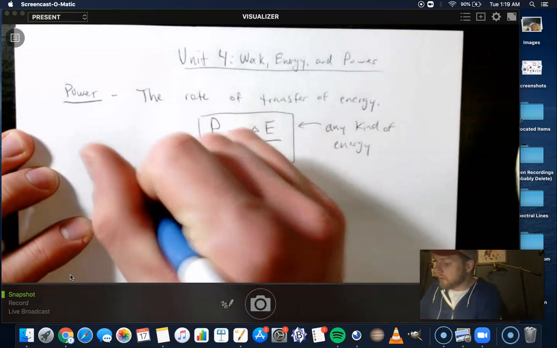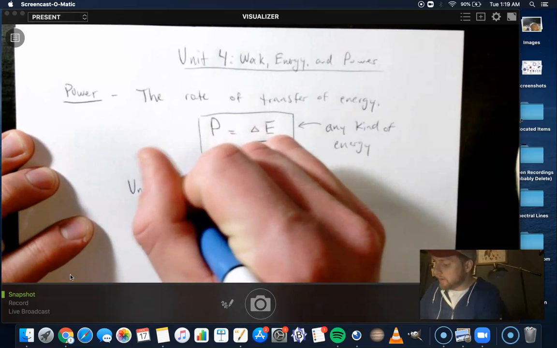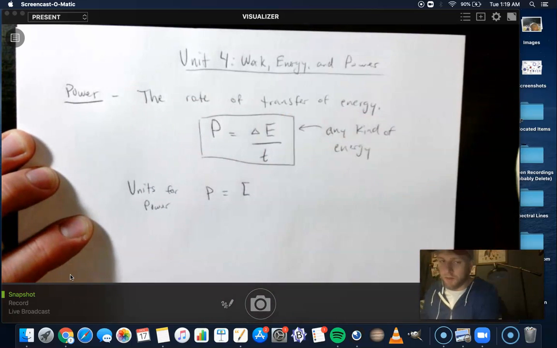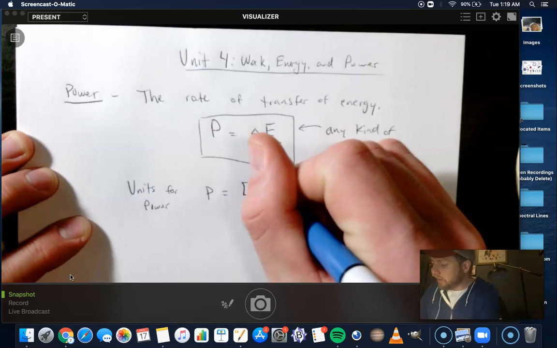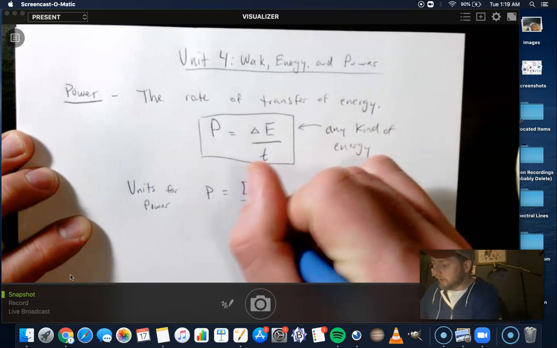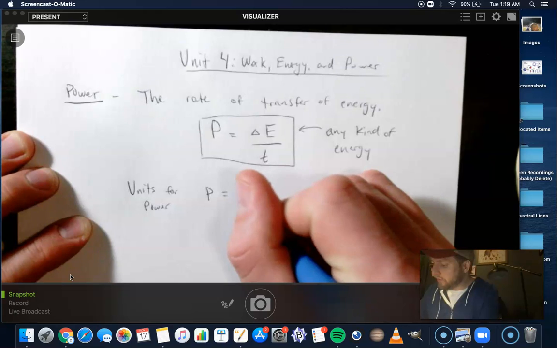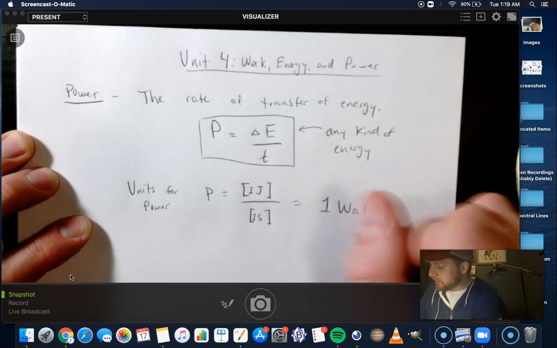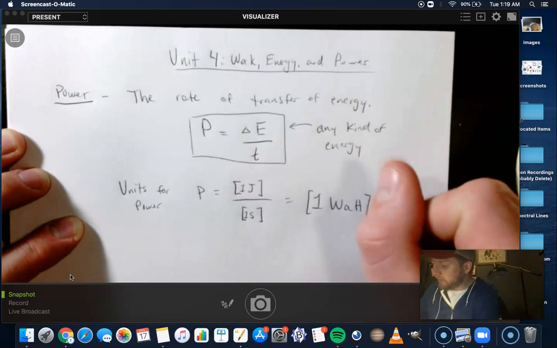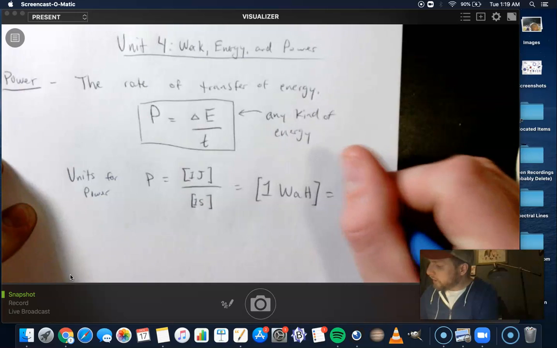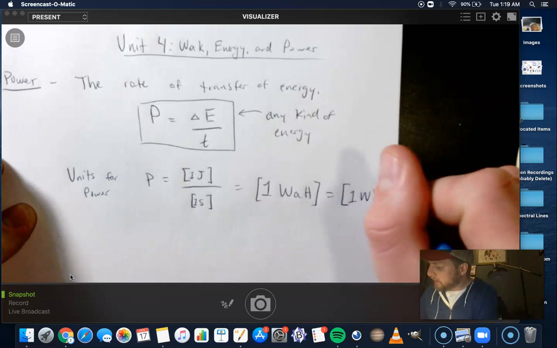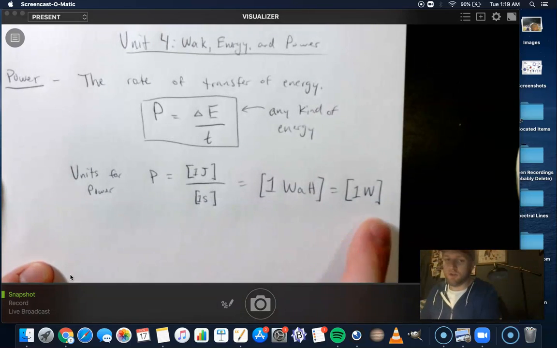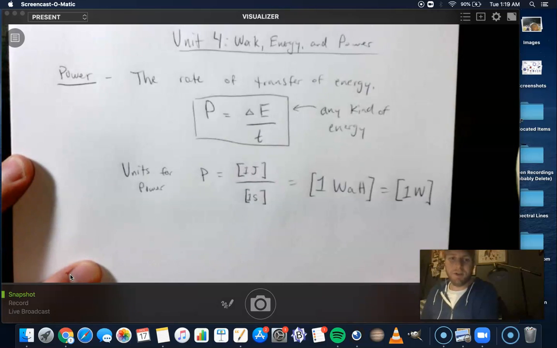Let's look at the units for power. So that would be defined as, well, we know that energy is joules. Time is in seconds. So 1 joule for 1 second is equal to 1 watt. Put that in brackets. We usually do that when we're doing units. So 1 watt, that's the SI unit for power. It's named for a person called James Watt, who helped invent the steam engine long ago.